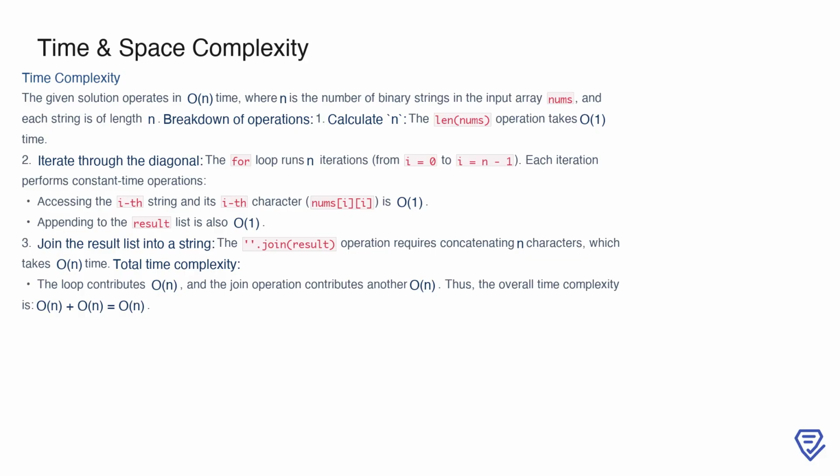Finally, after constructing the result list, we use "".join(result) to concatenate all characters into a single string, which involves processing n characters and thus takes O(n) time. When we add up the contributions, the loop accounts for O(n), and the join operation adds another O(n), resulting in a total time complexity of O(n).